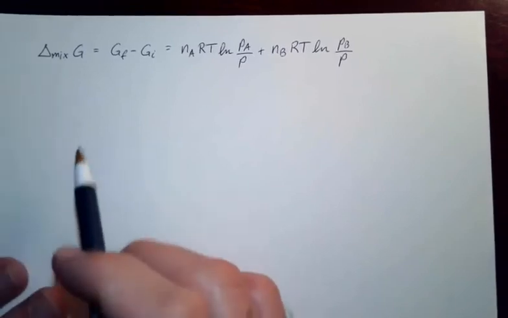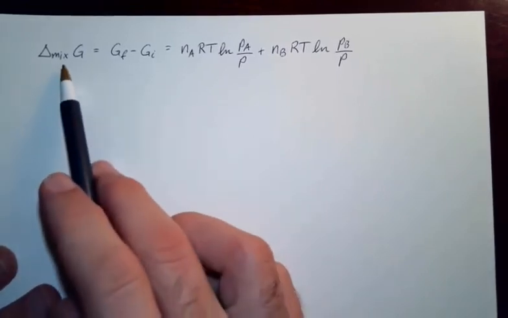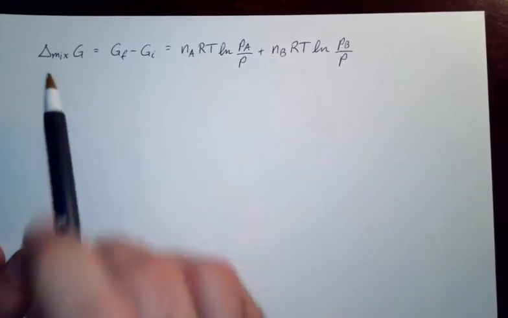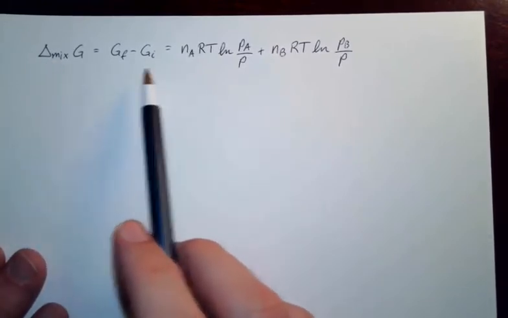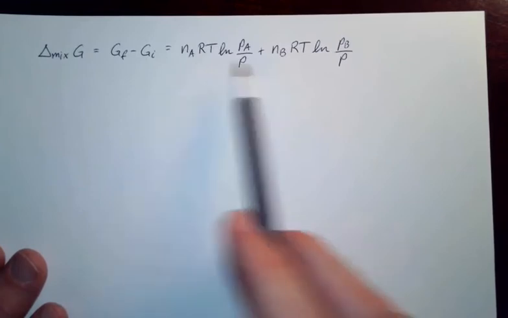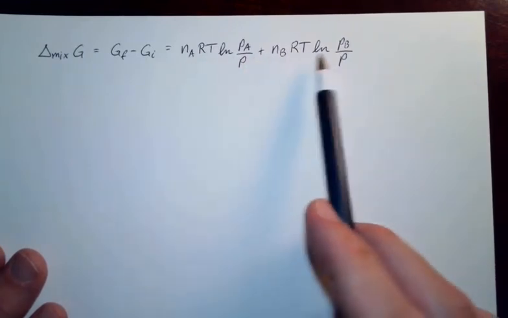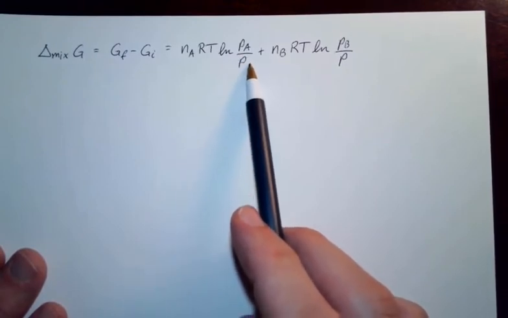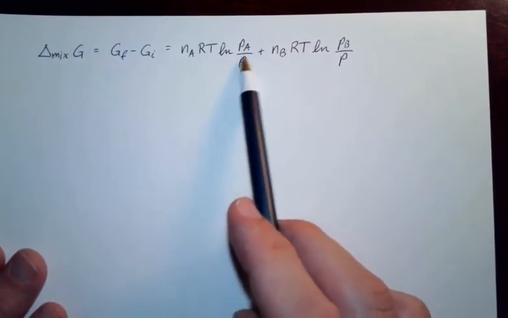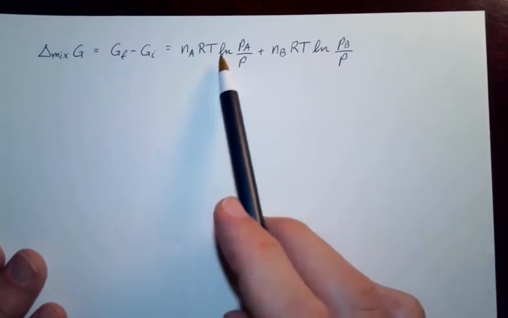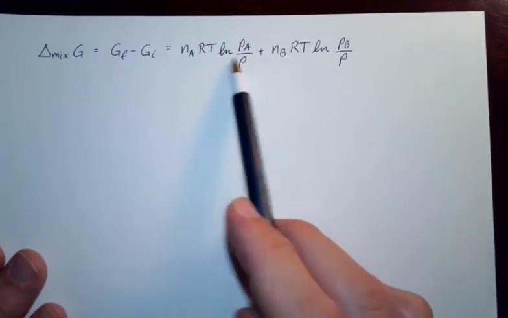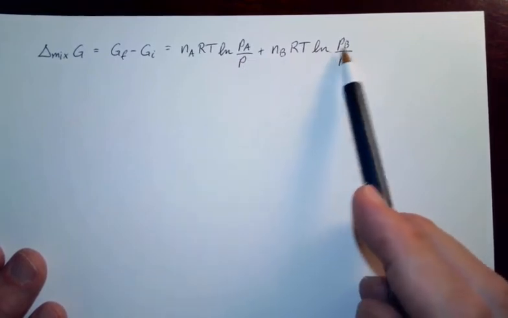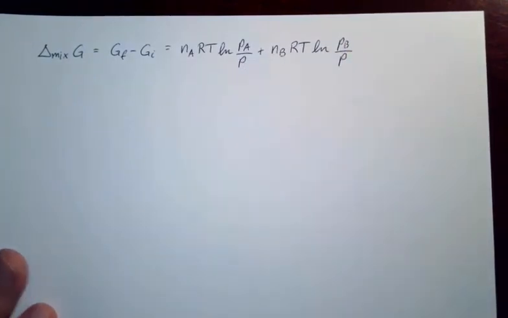Okay, so here we go. The delta G that we get from mixing, G final minus G initial, we're left with these two terms. It looks like there's no subtraction here, but remember that there was, and what I did is I just combined that by putting it in the denominator of the natural log. So there was a subtraction here. This was ln PA minus ln P. This was ln PB minus ln P.